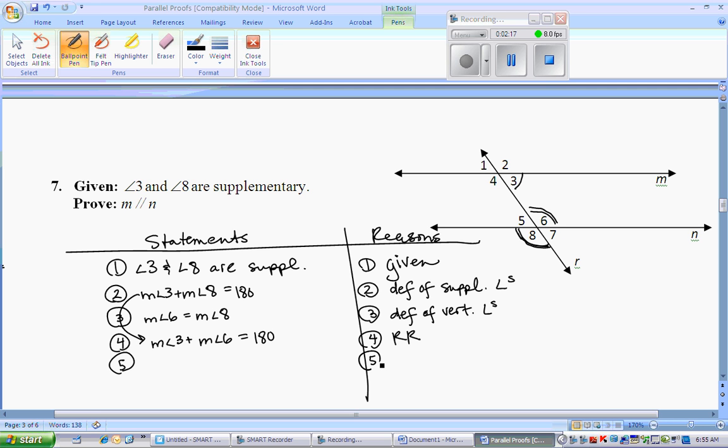We're going to end this by saying if consecutive interior angles are supplementary, then the lines have to be parallel, or then they're parallel lines. So we showed the consecutive interior angles are supplementary. I can make the conclusion the lines that form them, M and N, are parallel.